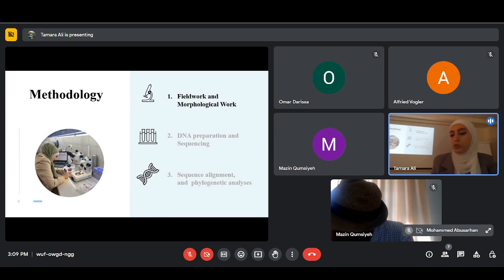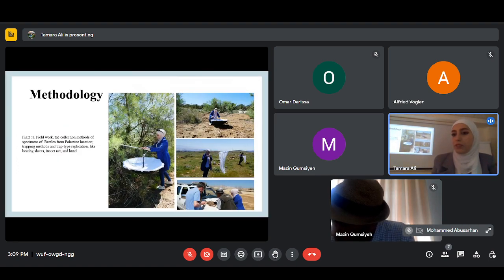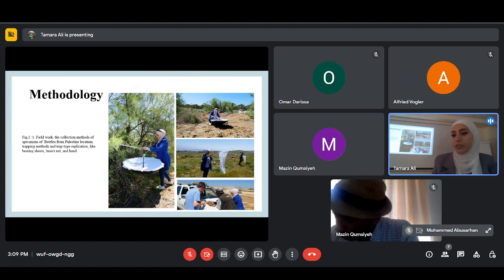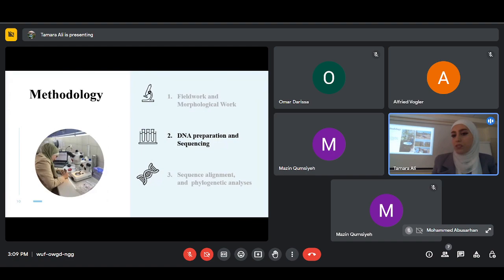So what we do, we collect specimens by using a set of trapping methods. This figure shows these trapping methods, like the beating sheet, insect nets, and hand collection methods from different regions of a country. We imaged all specimens, then selected through the images by InSelect software.